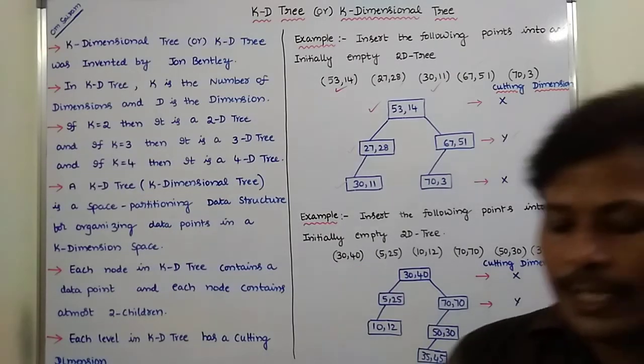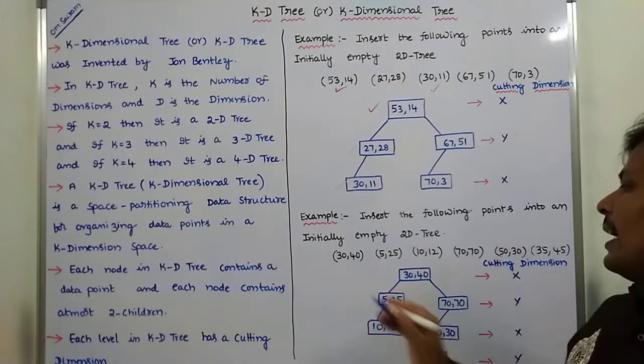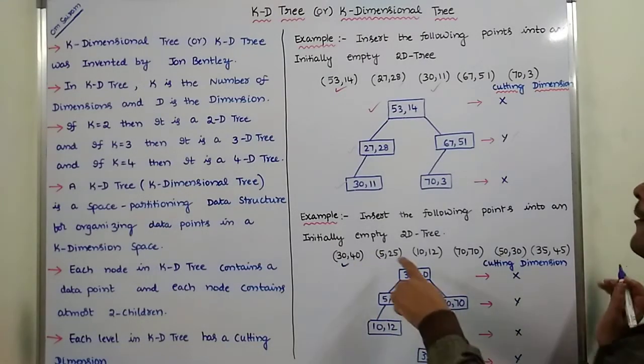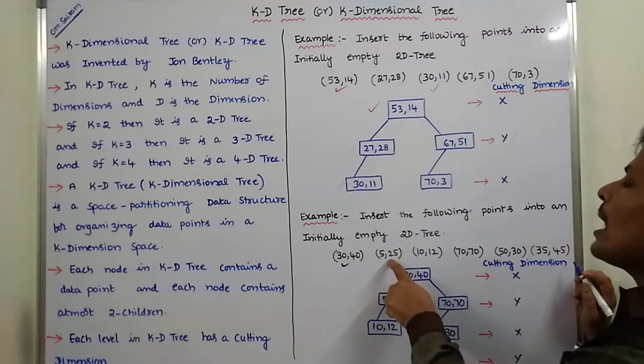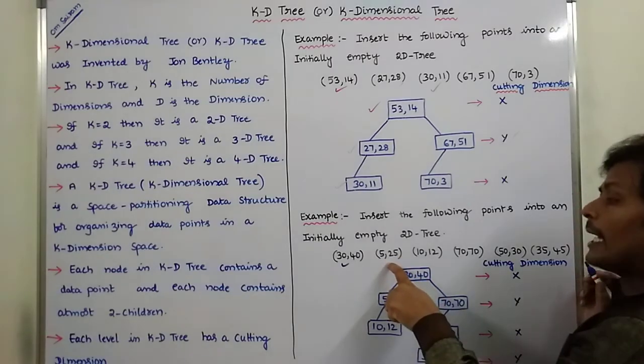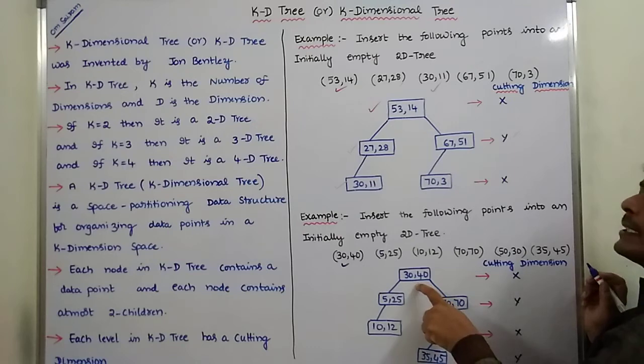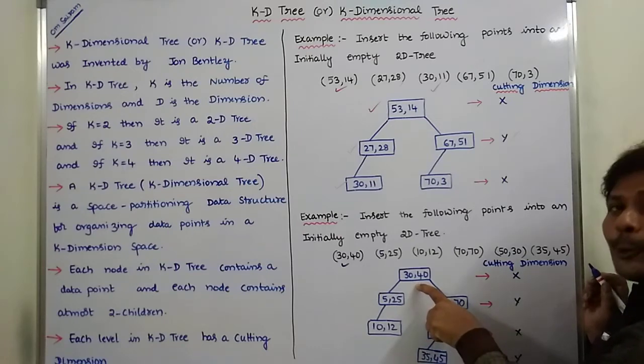Next data point is 5 comma 25. This data point is compared with the data point in the root node.